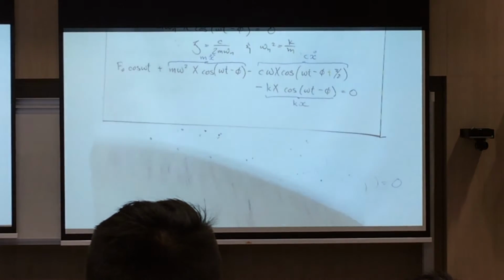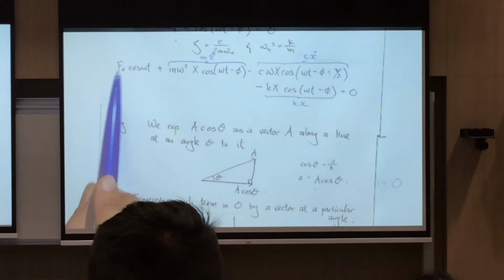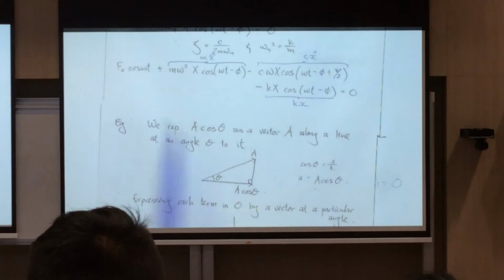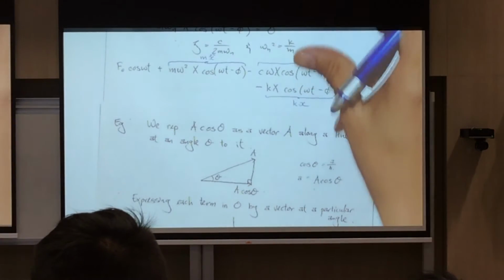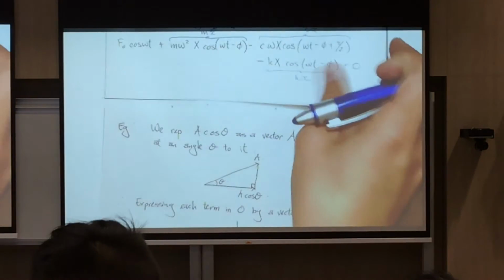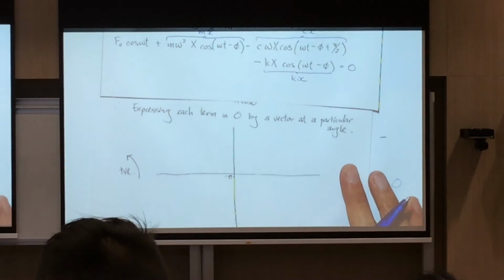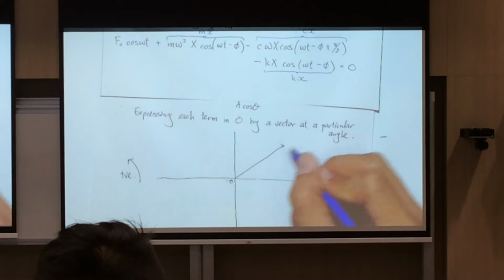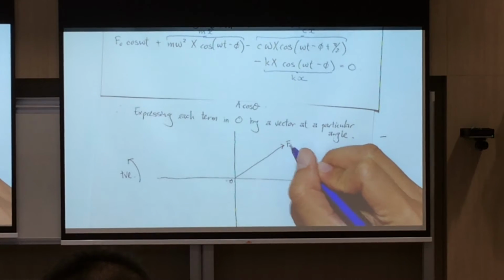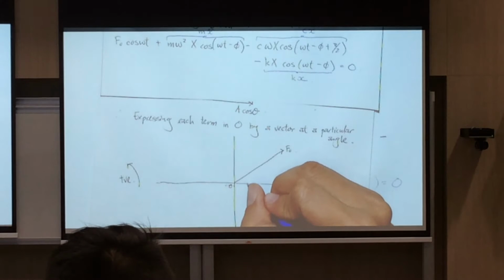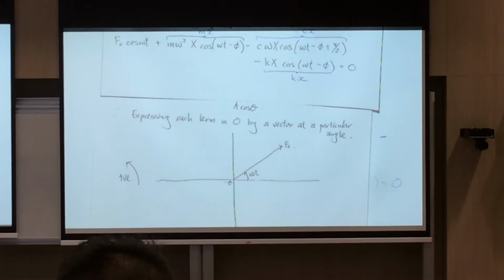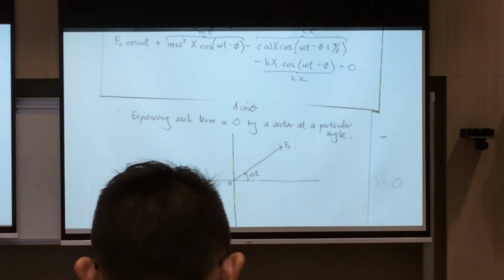The first one is very straightforward. So we are looking at the forcing function here, F0 cosine omega t. So we know that angle is F0 here and omega t. That's the angle, right, at a particular angle. Vector at a particular angle.